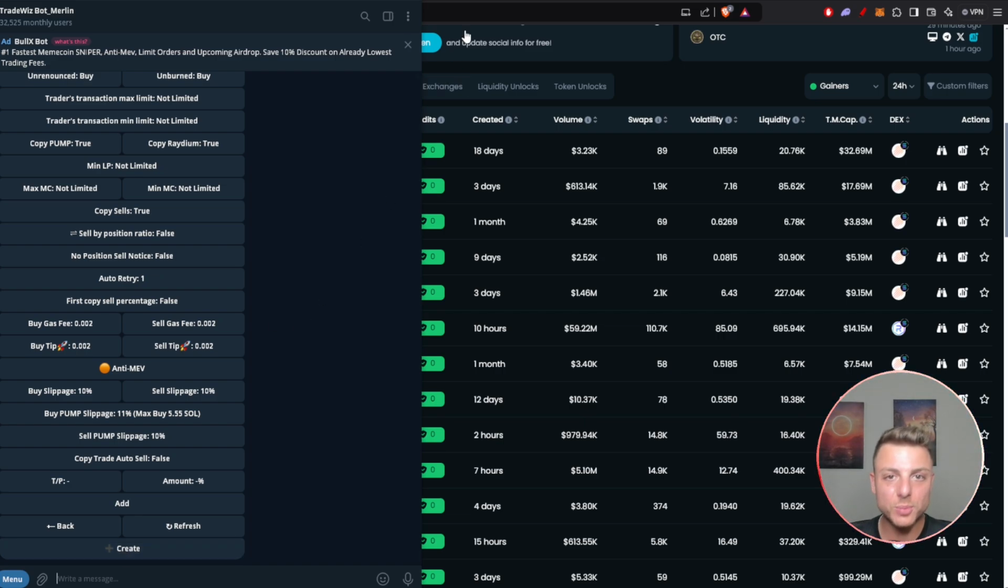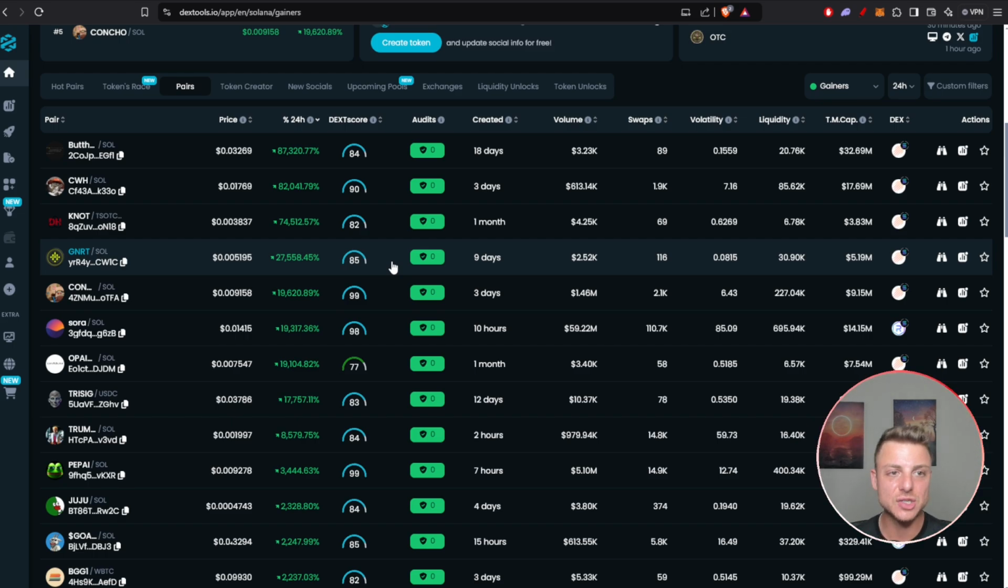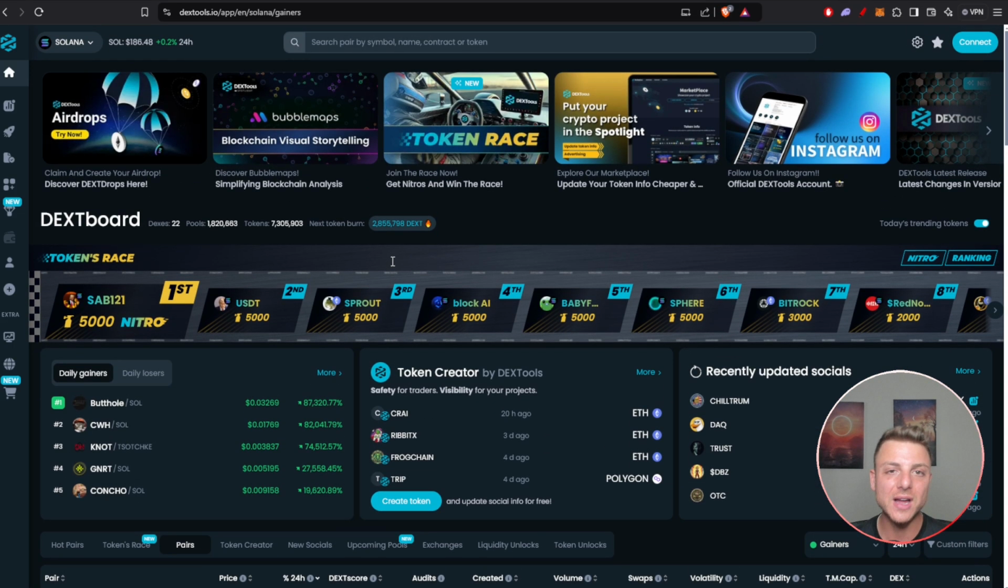One of the most profitable meme coin traders here, using DexTools to your advantage to find the most profitable meme coin traders on Solana, then use TradeWiz to our full advantage to actually take advantage of this meme coin bull market.